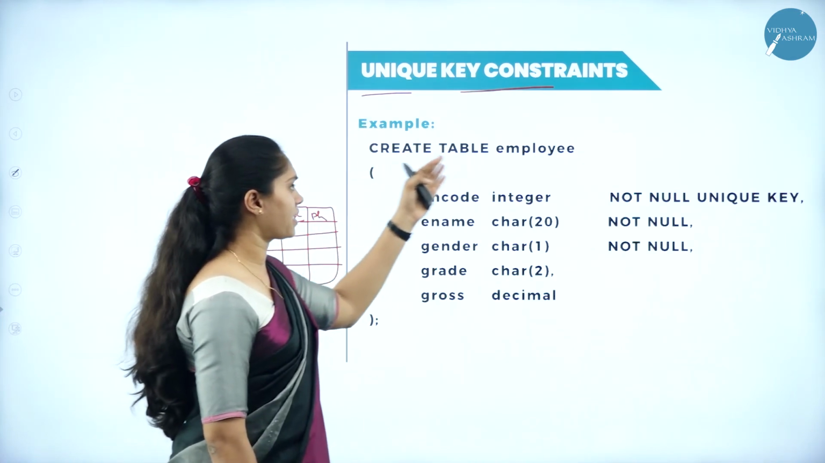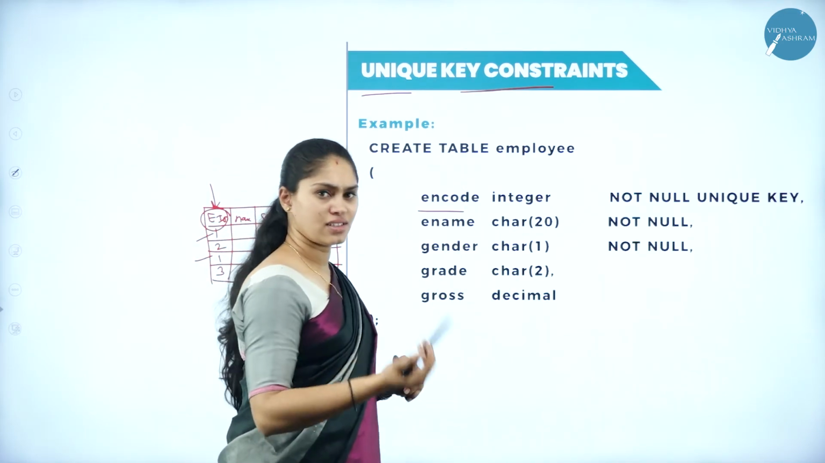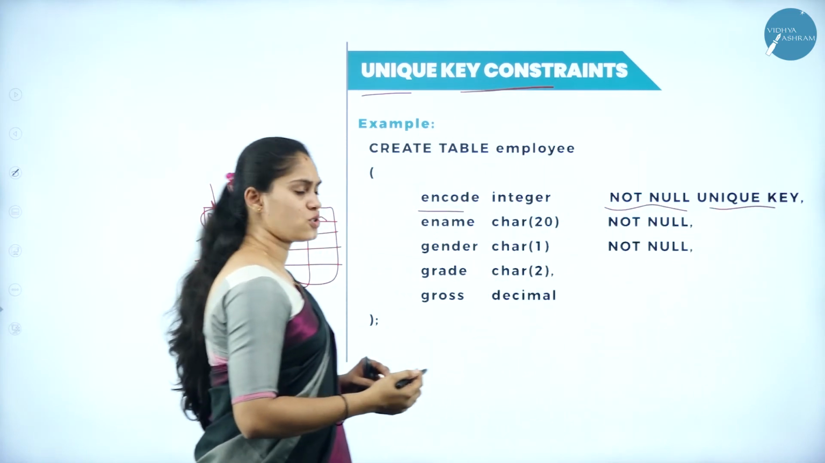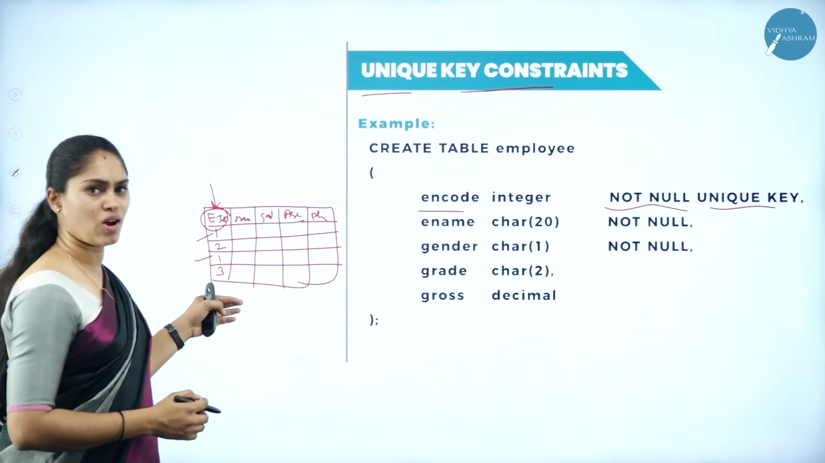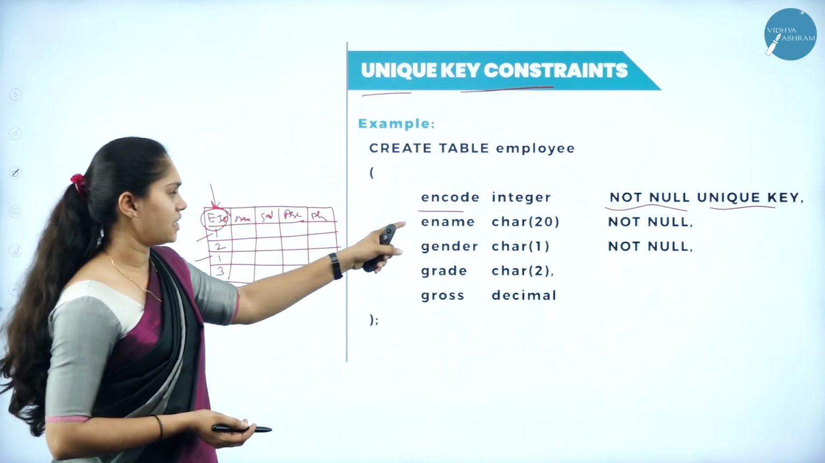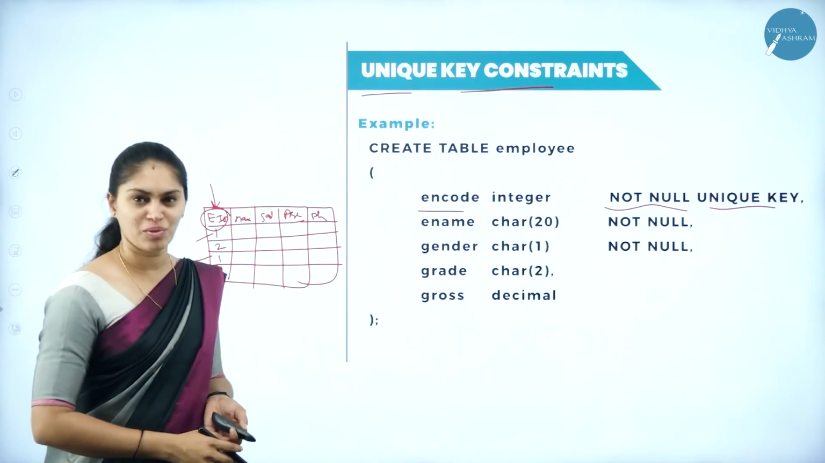So you can see here we are creating a table called employee, which has an encode as a field here, and it should not be null and it must be a unique key. So whatever values I am giving for this employee ID or this employee code, it must be unique in nature. That is what represents the unique key constraint.